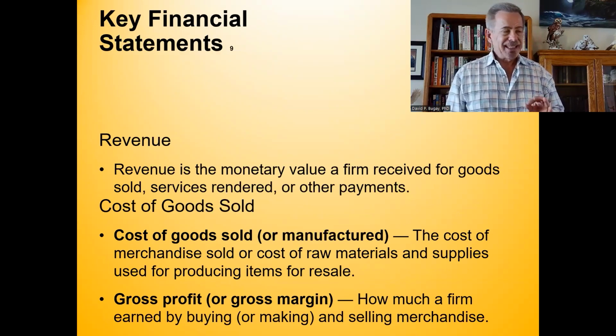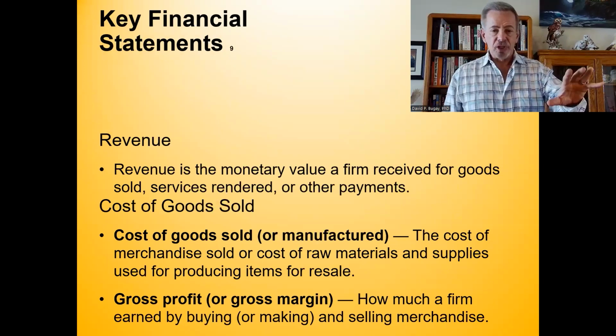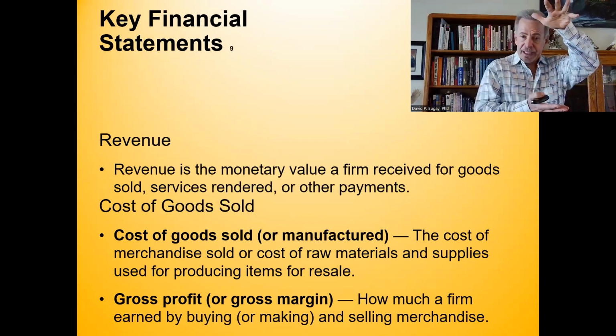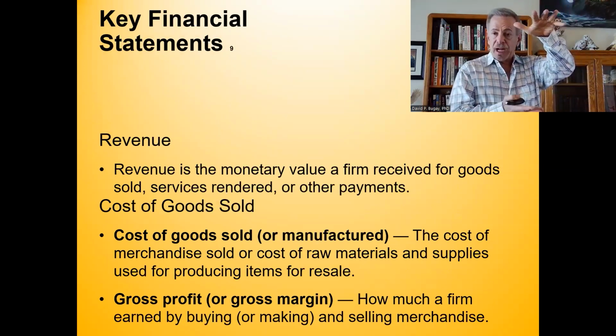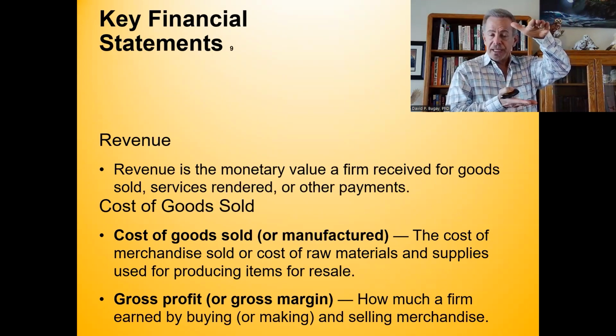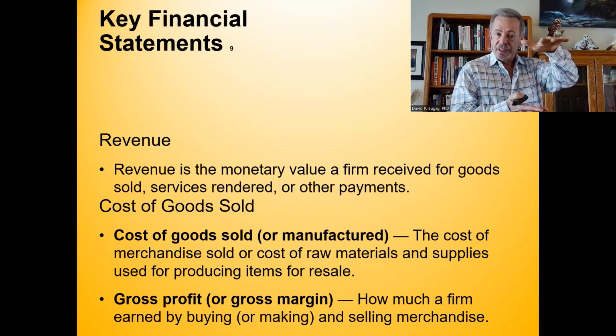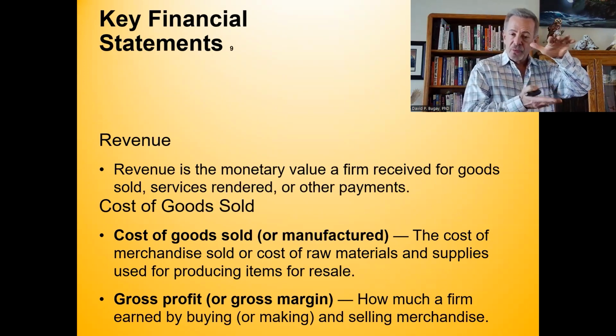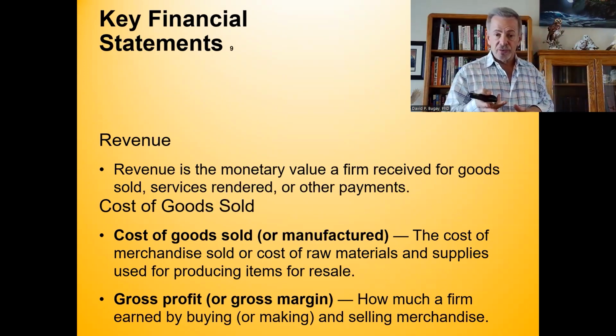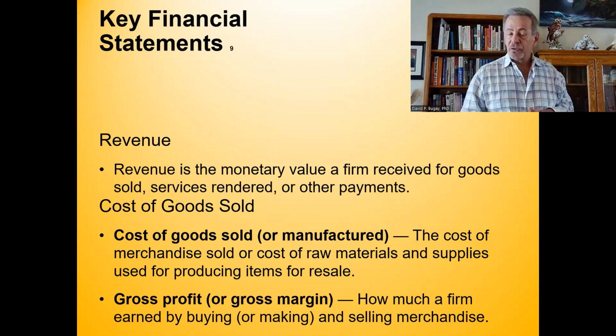Cost of goods sold is the cost of merchandise sold, or the cost of raw materials or supplies used for producing items for sale. And then from that, you have your revenue. Revenue is all the money that your company brings in, whatever service or good you're selling, whatever it is, that's your revenue. From your revenue, you take the cost of the goods sold. How much did it cost you to have that item to sell? And then from that, you have gross profit.